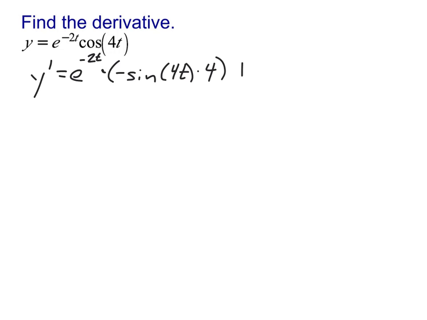I now need to add, because this is product rule, and do derivative times original. So now I'm going to do the derivative of the e to the negative 2t. So that'll be e to the negative 2t still, but times the derivative of negative 2t, which is negative 2. And then times the original, so times the cosine of 4t, just like it gets left. And then that's our final answer.